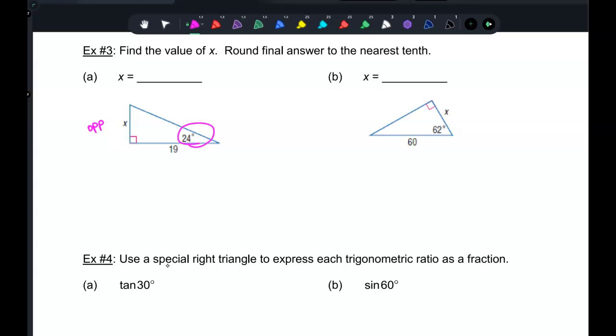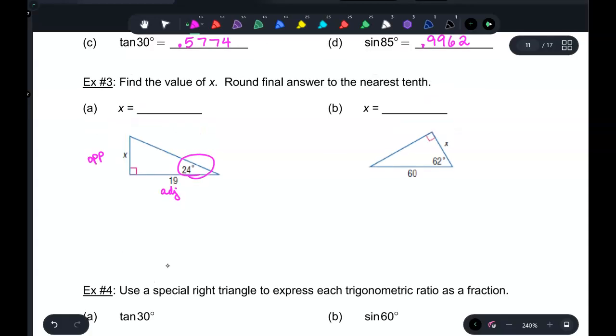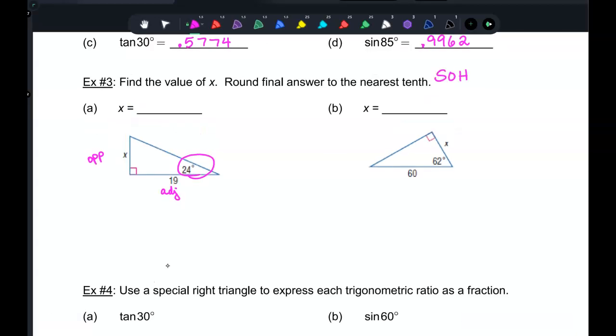All right, x is the opposite side, and 19 is the adjacent. Okay, according to our SOHCAHTOA, I have to decide what I'm going to use.